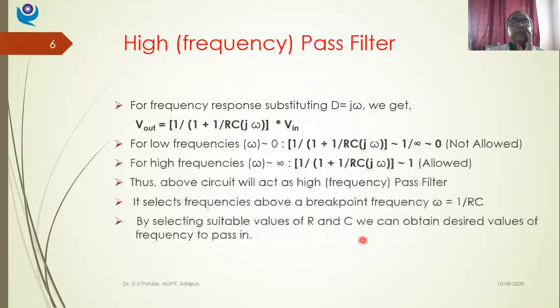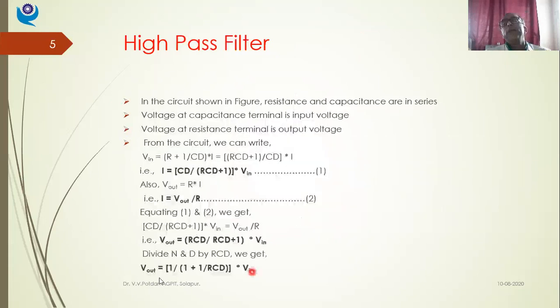Okay. Now let us check how this high pass filter is going to work for us. Write down this equation. V out is equal to the entire bracket multiplied by V in. This ratio of output by input, we called it the transfer function for this filter.